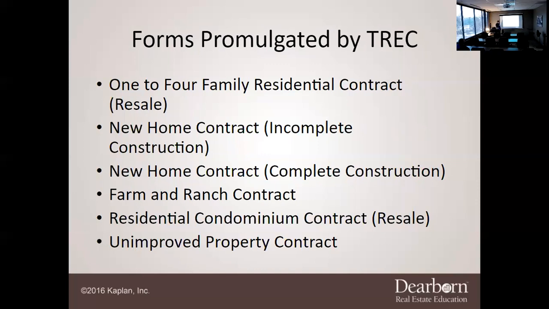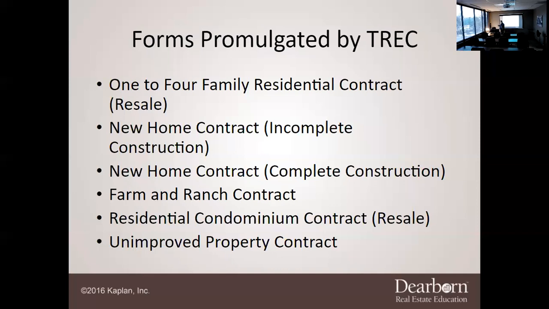In this class, we're going to focus more on the new home contract, and you're going to see here the difference is one is incomplete and one's complete. If a house does not have what's called a certificate of occupancy, a COO, it is not going to have a completed construction. So if it does not have its COO, it's going to be an incomplete. We're also going to talk about the farm and ranch contract, the residential condominium contract, which you'll notice is also a resale contract, and an unimproved property contract.